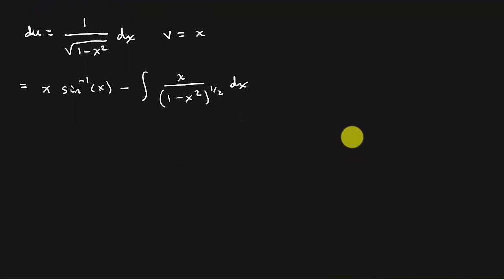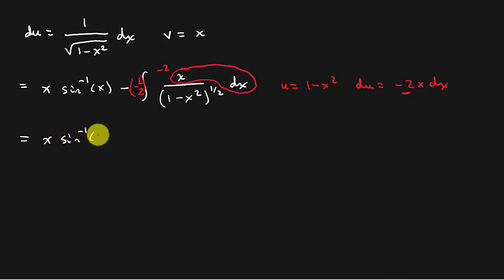So now to integrate this, I need to use u substitution. So I'm going to let u equal 1 minus x squared, and so du is negative 2x dx. So what am I missing? Well, you see how here I have x dx? I need a negative 2. So I need to multiply by negative 2. So that means I come out here and multiply by negative 1/2. And so that's going to be x inverse sine x plus 1/2 integral.